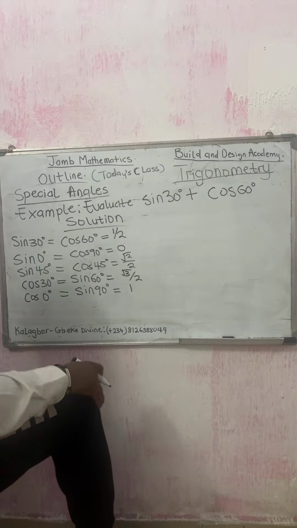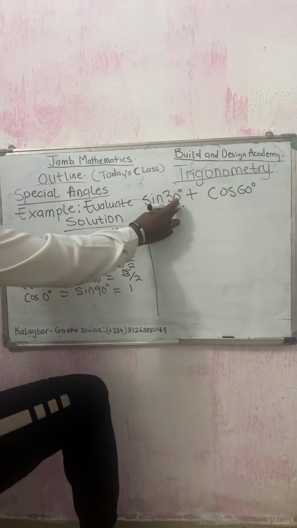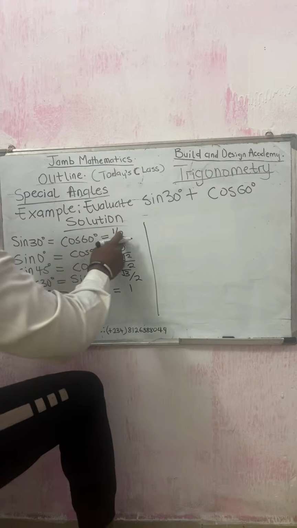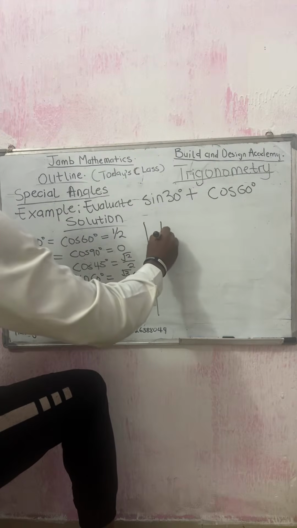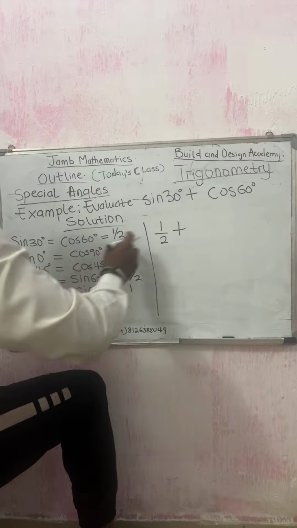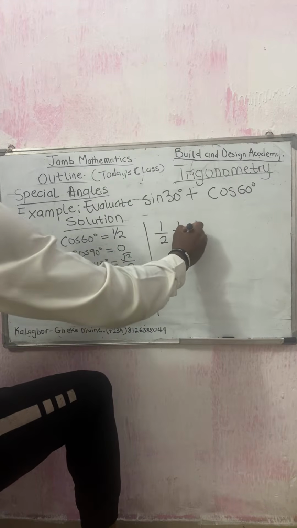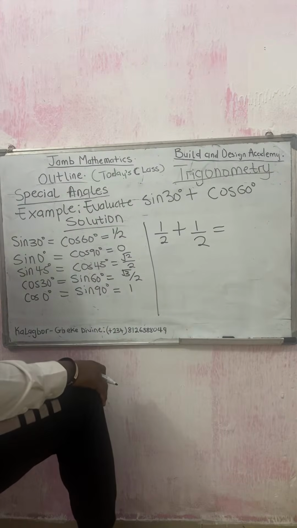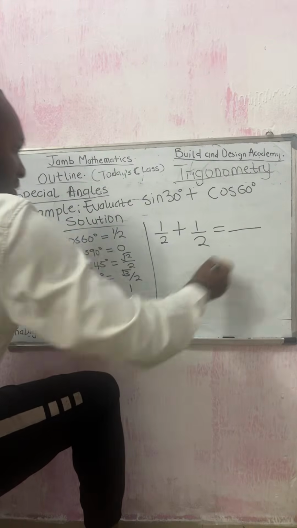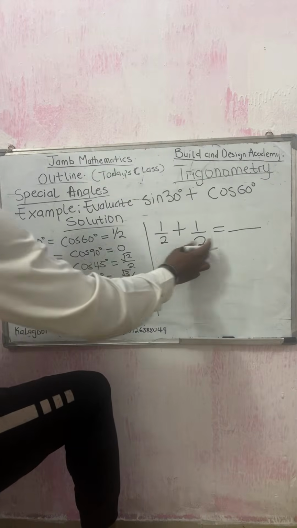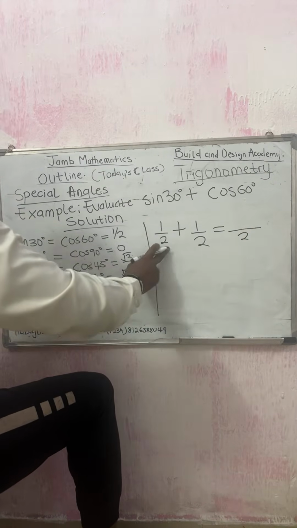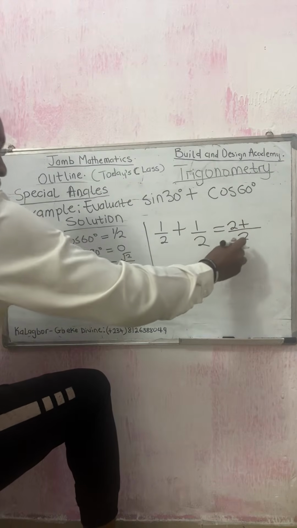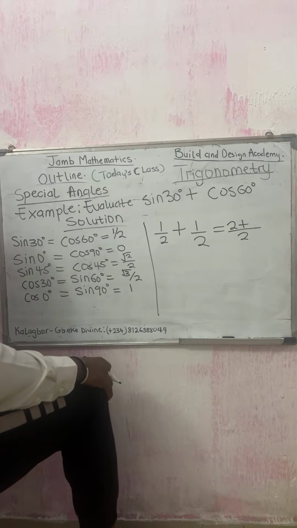Are you seeing it? So now they say we should find sine 30 degree plus cos 60 degree. We know that sine 30 degree is 1/2, plus cos 60 degree is still the same thing as 1/2. So if we add both of them, we take the LCM, which is 2. 2 divided by 2, 1, times 1, 2, plus. Are you seeing it?